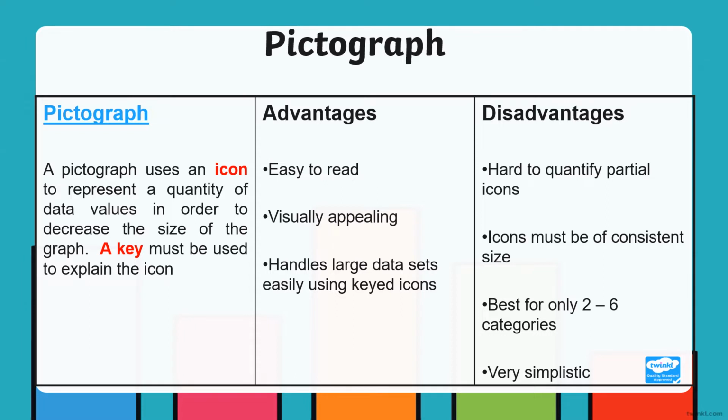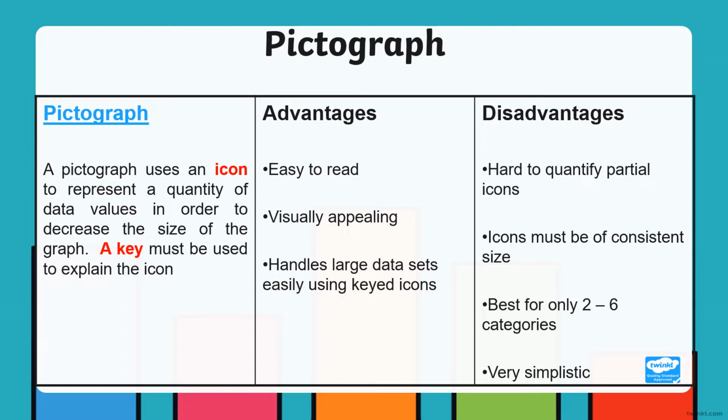A pictograph uses an icon to represent a quantity of data values in order to decrease the size of the graph. A key must be used to explain the icon. So the icon may be a drawing or a picture. And then below the pictograph is a key wherein it explains about the icon.